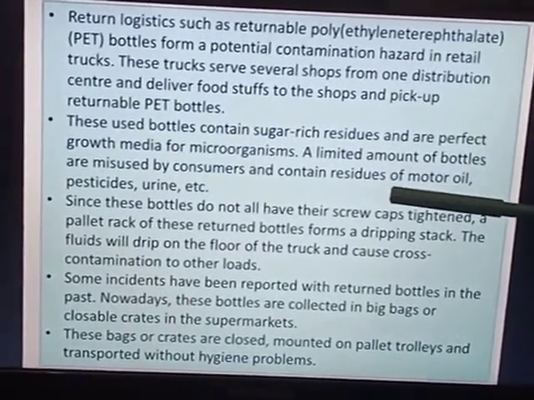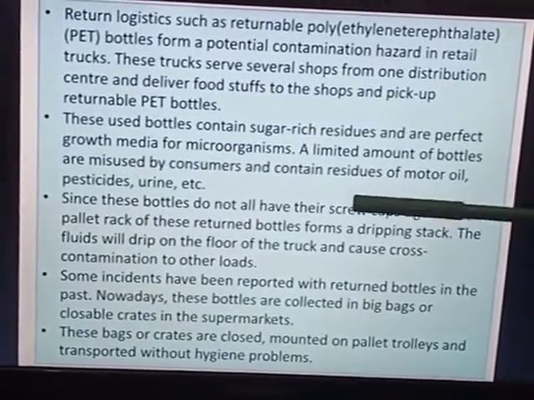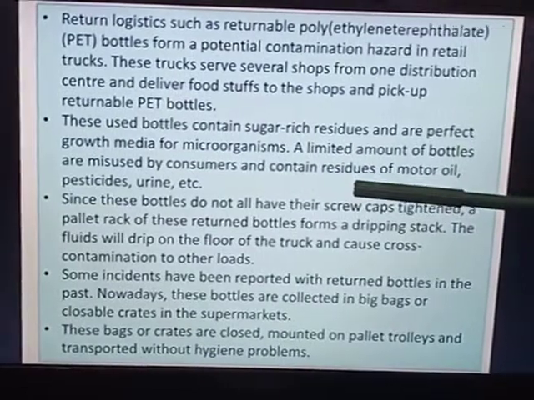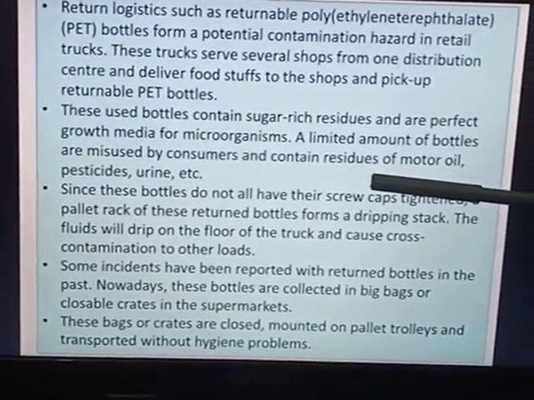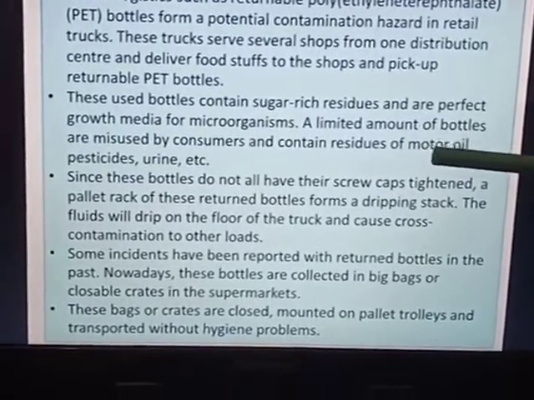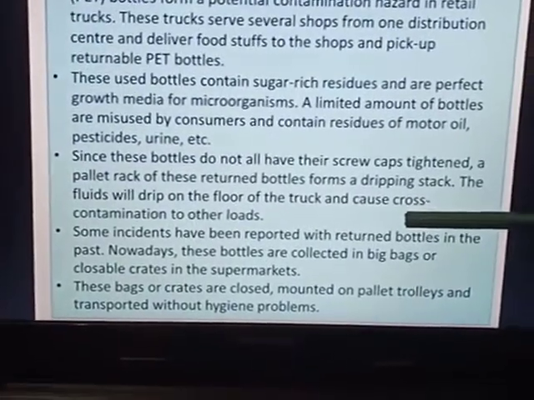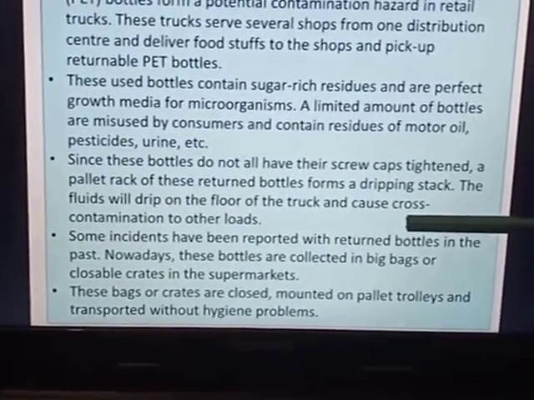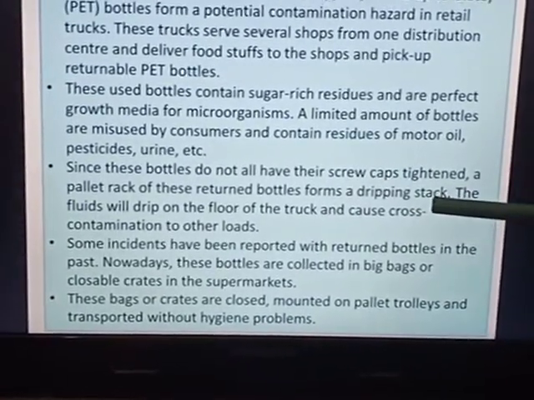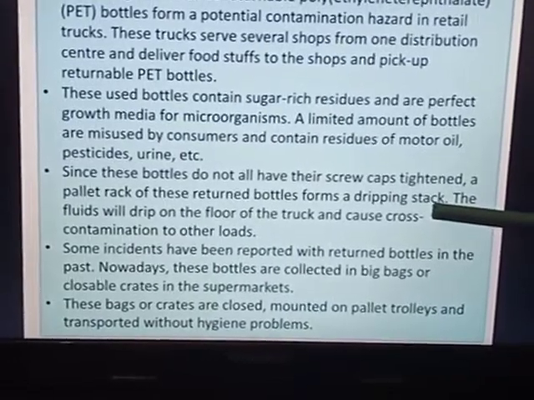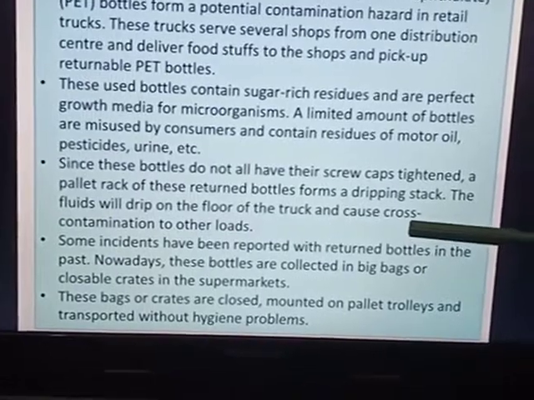A limited amount of bottles are misused by consumers and contain residues of motor oil, pesticide, and urine. Sometimes the used bottle is filled with motor oil. This is not allowable. Since these bottles do not have all the screw caps tightened, a pallet rack of these return bottles forms a dripping stack. The fluids will drip on the floor of the truck and cause cross-contamination to the other loads.